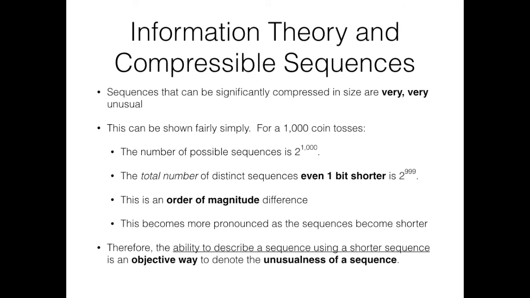And so if you have 2 bits, you can only describe 4 sequences. If you have 3 bits, you can only describe 8 sequences. And so on and so forth. So the fewer bits you can describe your sequence with, the more surprising it is, because most of your sequences require the full number of bits. And for every bit less, there's an order of magnitude fewer sequences that can be described that way. So therefore, we can use the ability to describe a sequence using a shorter sequence as an objective way to denote the unusualness of a sequence.